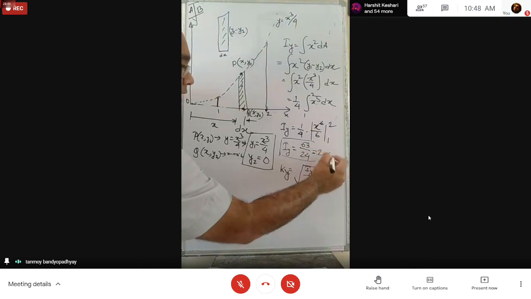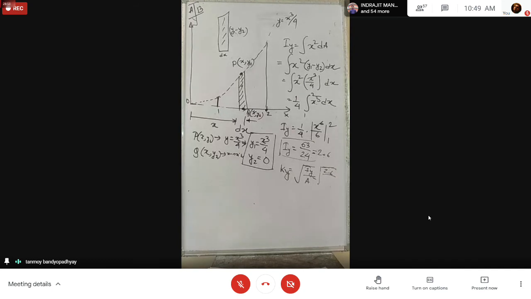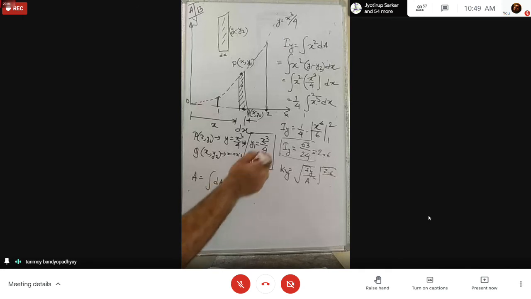Put that divided by the included area. So here you actually have to calculate the included area also. How do we calculate the included area? In order to calculate the included area, that should be equal to the integration of dA.